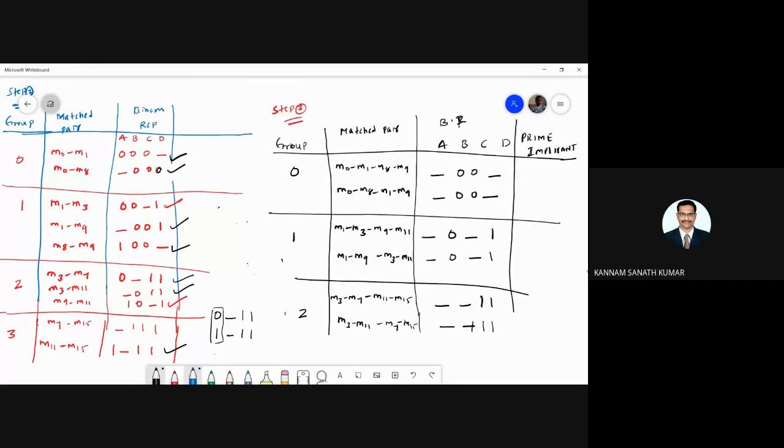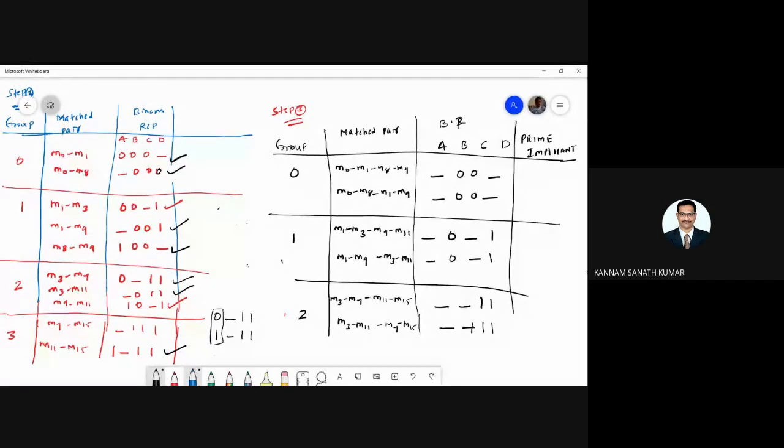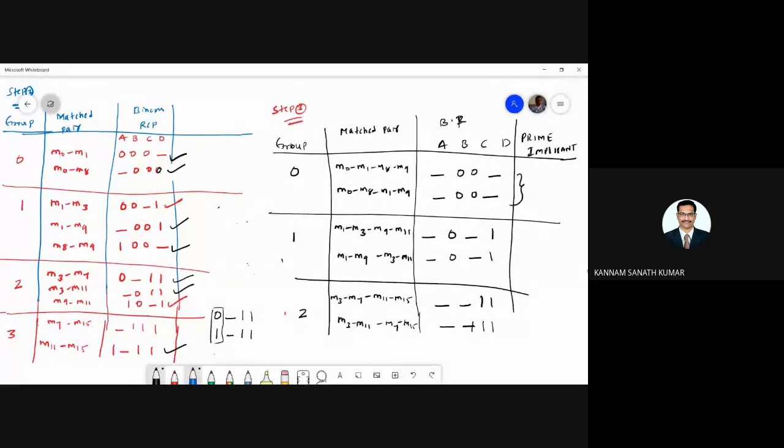But we need an essential prime implicant, no? So in step 4, again you have to draw one more table by seeing the table in step 3. So if you see this one, this one is B bar, C bar, B complement, C complement. And if you see this one, you are getting B bar, D. And if you see this one, this is CD. These are nothing but the prime implicants.